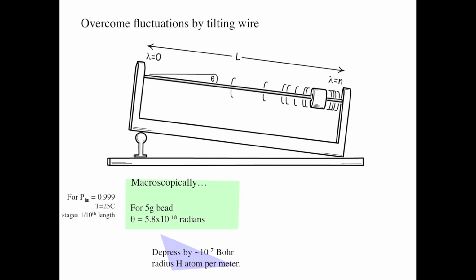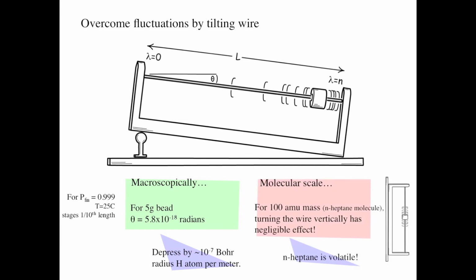For the case of the macroscopic 5-gram bead, the amount of depression is minuscule. We need to press the wire by roughly 10 to the minus 7 Bohr radii of a hydrogen atom per meter in order to overcome fluctuations. This is an entirely negligible amount. It is quite different for the molecular scale mass, the 100 AMU mass, the N-heptane molecule. Even turning the wire vertical proves to have a completely negligible effect. This should not be a surprise to us.